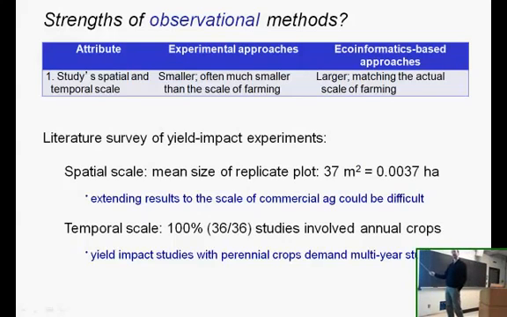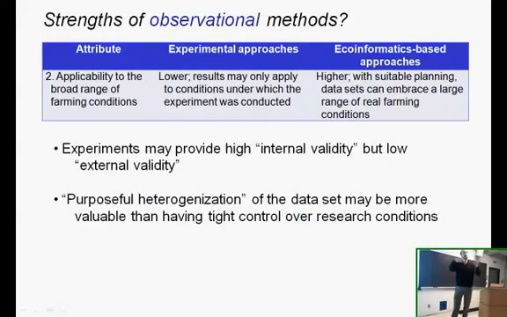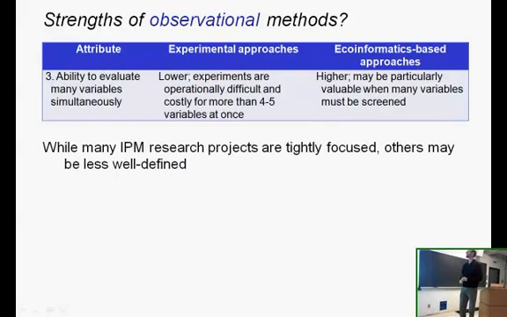And ecoinformatics-based approaches can, I think, do a much better job of achieving what's called external validity. That is, if you plan carefully the way you gather the data, you can gather the data from the full range of conditions under which farming is actually being conducted. So in fact, it has been suggested that rather than trying to tighten our control of conditions, instead purposeful heterogenization of the data set may actually be a more valuable goal to seek.